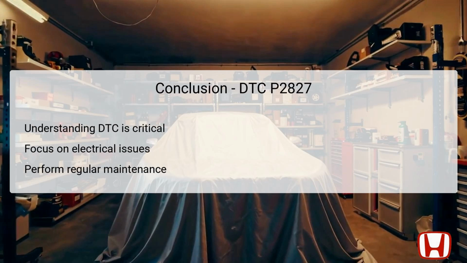In conclusion, DTC P2827 signifies a high input issue with the line pressure solenoid valve A, primarily stemming from electrical problems rather than mechanical ones. Recognizing the essential role of the solenoid and understanding its location and connections within the transmission system facilitate effective troubleshooting. The diagnostic process outlined focuses on systematically identifying faults, from checking fuses to inspecting wiring and solenoids.